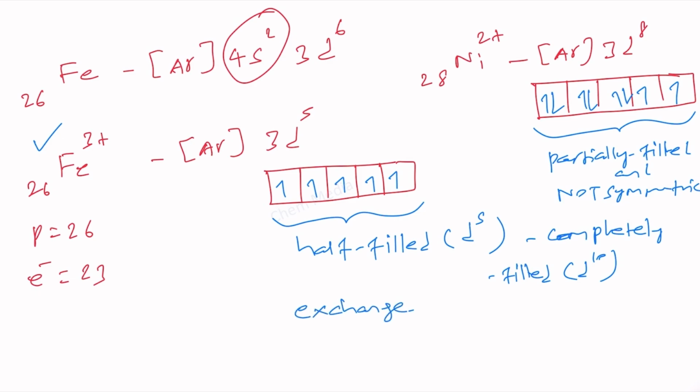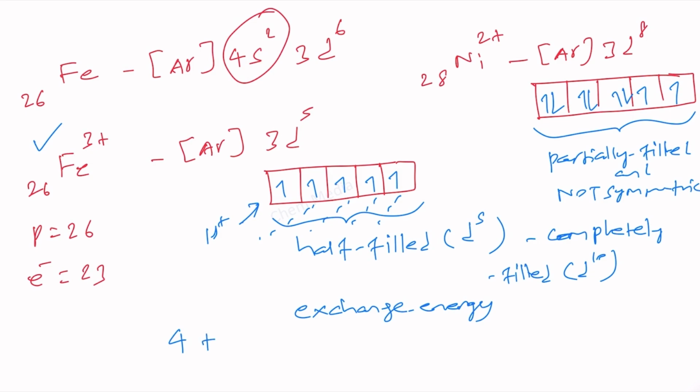What we mean by exchange energy is when we have two or more electrons in the d orbital with the same spin, there is a possibility of exchanging their positions. For example, this electron, let us say this is the first electron, instead of going here, it can go here or here or here or here. That means 4 different exchanges are possible.